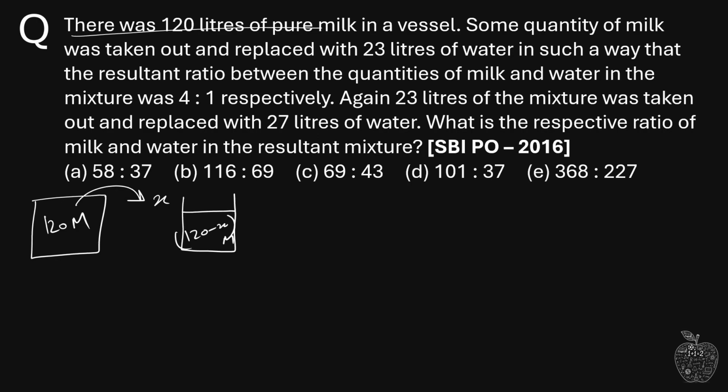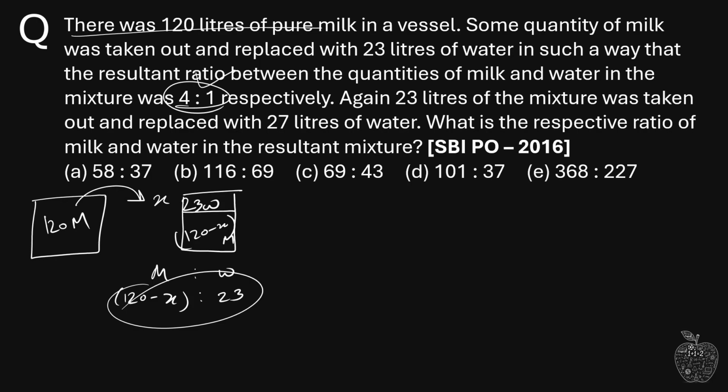And now the remaining is replaced with 23 liters of water. So remaining is 23 liters of water, and it is replaced in such a way that the resultant ratio between the quantities of milk and water in the mixture was 4:1 respectively. So first of all, what we'll do is find out how much milk and water is there in this vessel. So milk is 120 minus x and water is 23 liters, right? So the ratio of milk and water is 120 minus x and 23, but this ratio is given to us as 4:1. So that means this ratio is same as 4:1. So I can write it as (120 minus x) upon 23 is equal to 4/1.